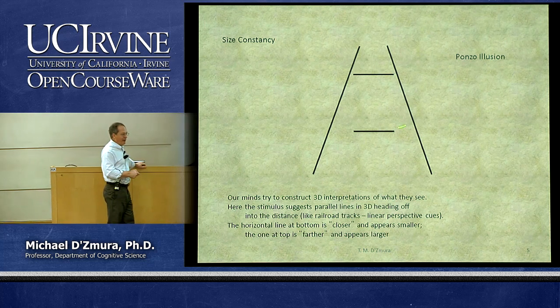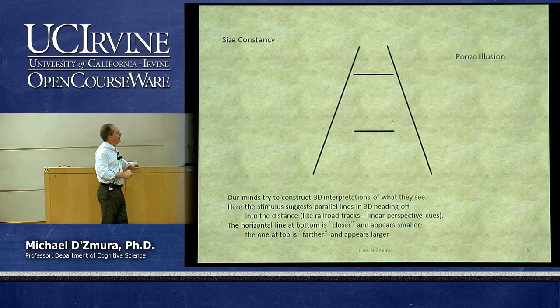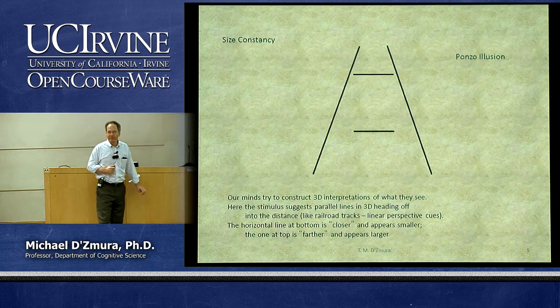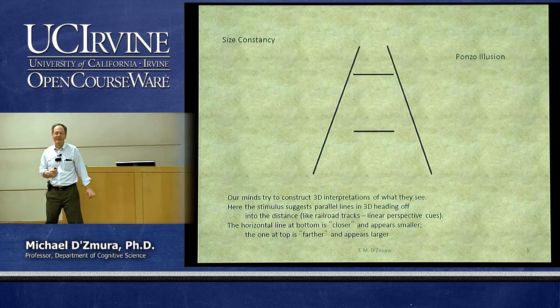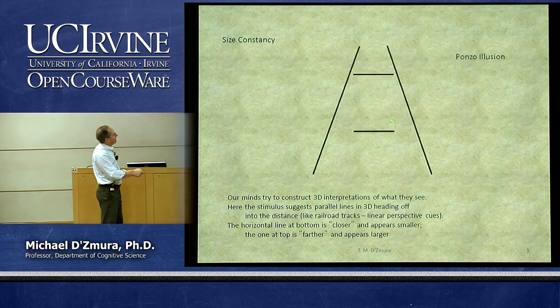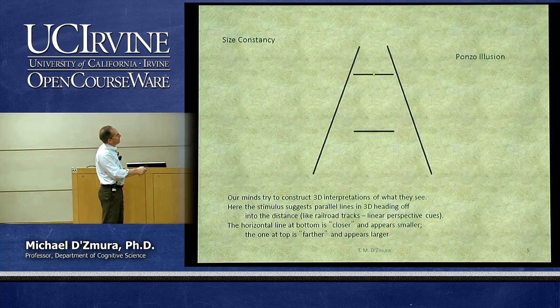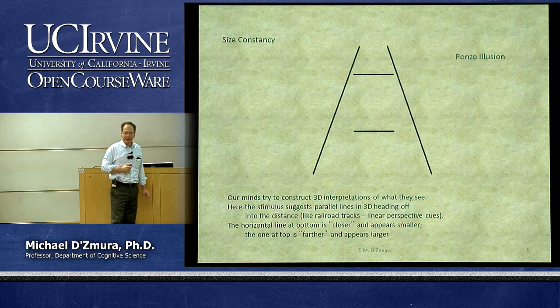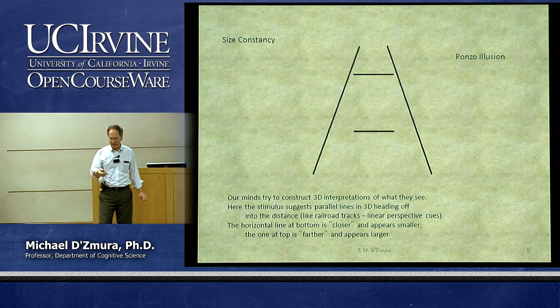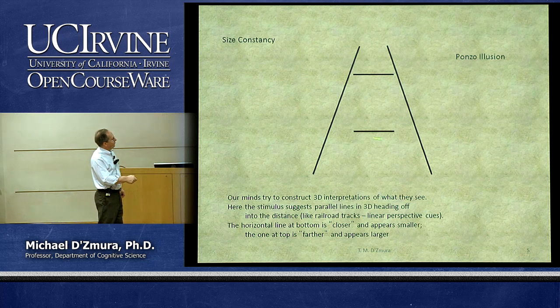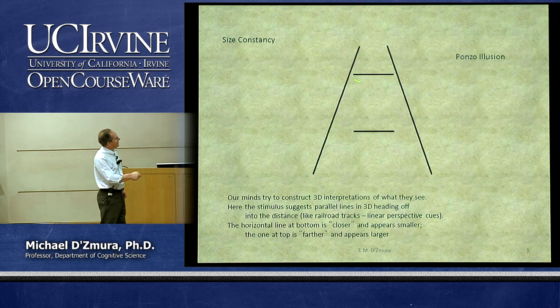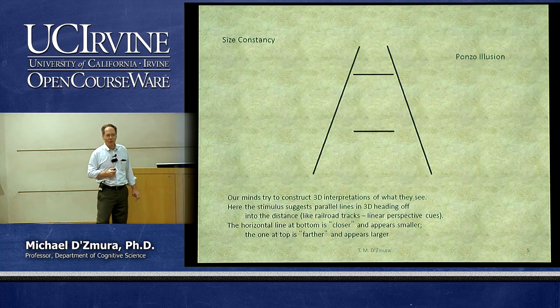But when we try to infer 3D size, there are two variables. Not only do we need to worry about the retinal image size, which is identical, we also have to worry about estimated distances. And our estimate of this distance is, well, this one's relatively close to us, and above, though, this one's relatively far away from us. And so what does that mean about the perceived size? Well, this one will be smaller because it lies closer to us. This one will be larger. It will be longer because it lies farther away from us.